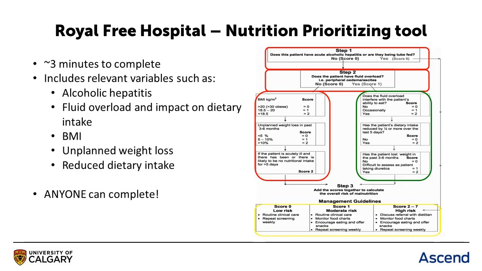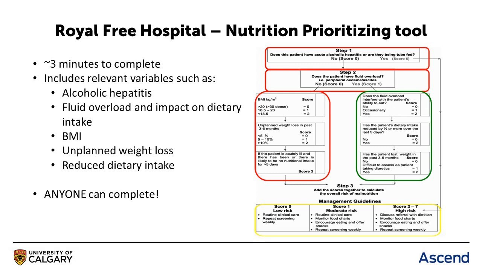And so the RFH-NPT, Royal Free Hospital Nutrition Prioritizing Tool, was developed, and it actually takes two streams. It basically just performs the MUST in patients that don't have ascites or edema. The second stream is for patients with ascites and edema. And so you have grading and staging criteria in those two streams. So this is the tool. It takes only about 3 minutes to complete.